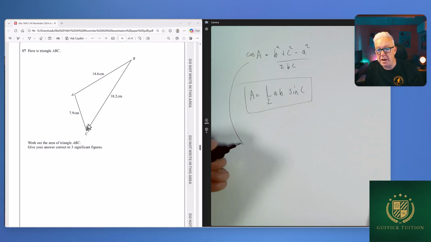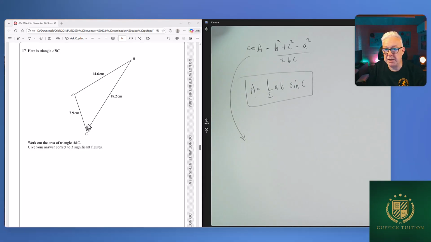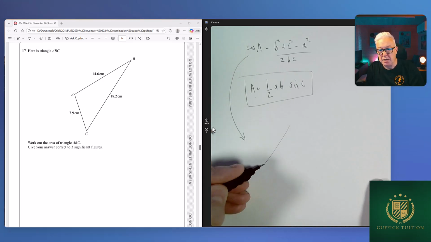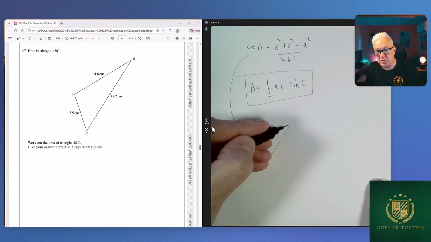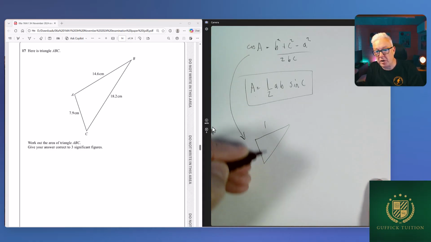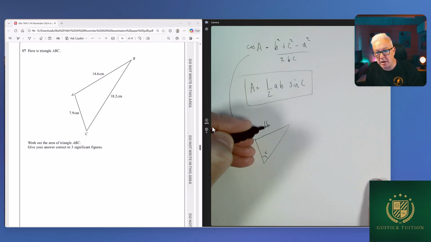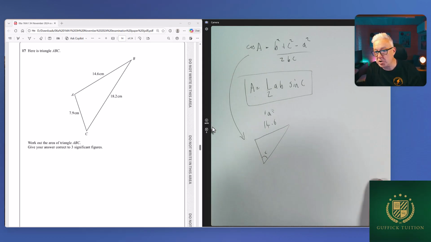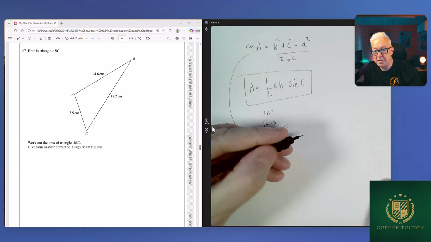Now, remember, when you're substituting into this formula for the cosine rule, it does not matter which side you call b and which side you call c, but the side that you call a must always be the one that's opposite the angle that you're trying to find, okay? So what I'm saying is, in this situation here, if I'm trying to find this angle here at C, then this side here, the 14.6, has to be the a in the equation. That matters.